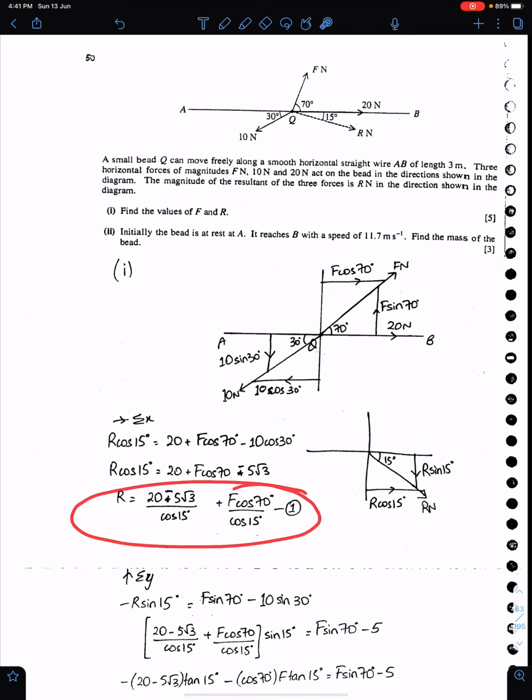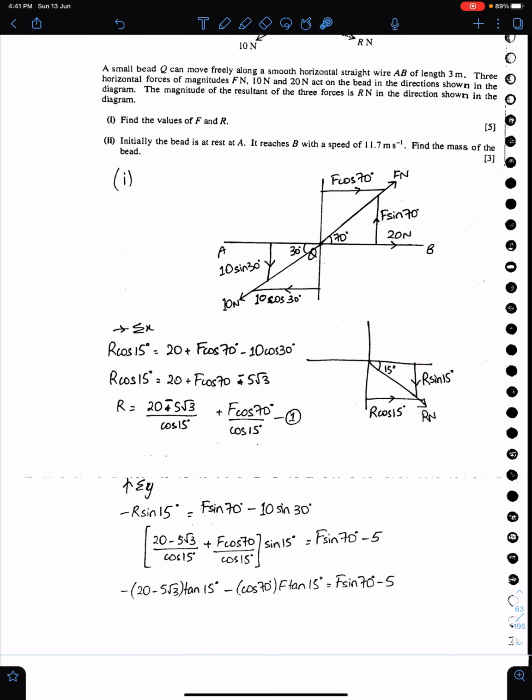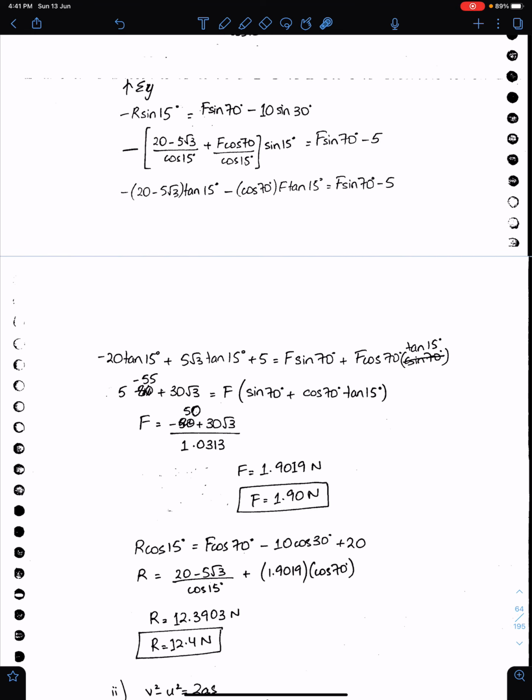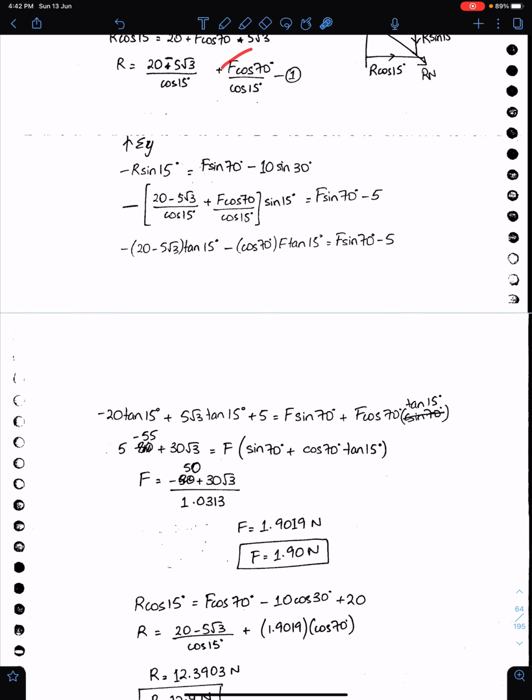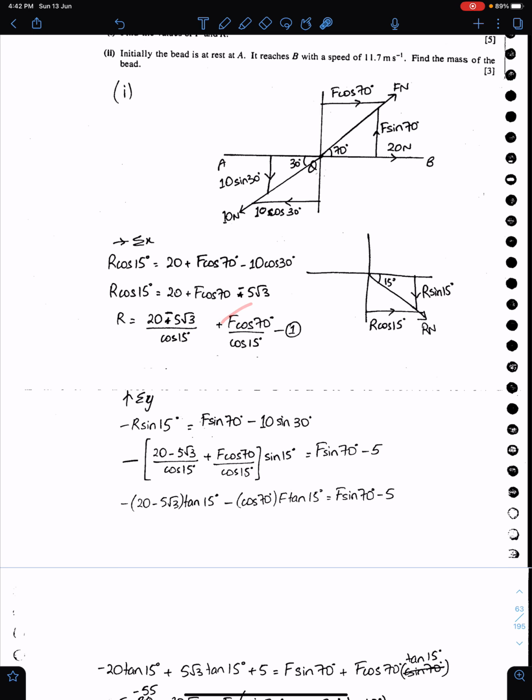So this is the equation for R in terms of F. Now equate sigma y. So F sine 70 minus 10 sine 30 is equal to minus R sine 15. Make sure you write minus here. So R is here. This is negative because we substituted the value of R. So by solving this equation, we can get the value of F. Hence F is 1.90. By substituting F here, we can get the value of R. So it's important to make these two equations correctly, this one and this one.